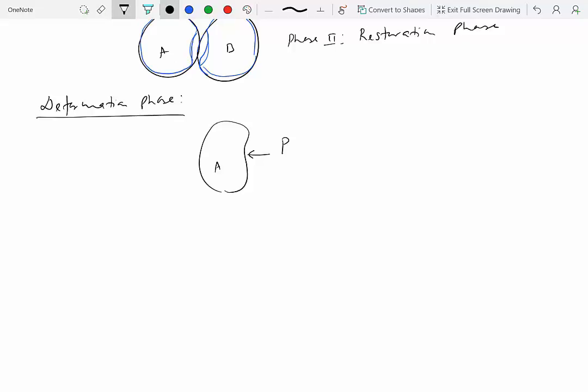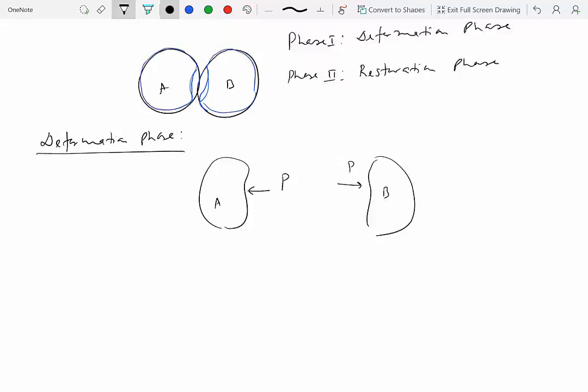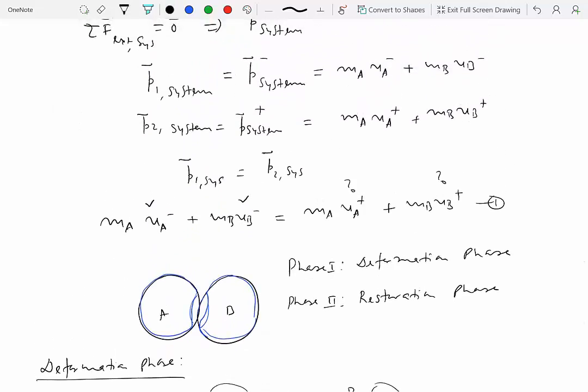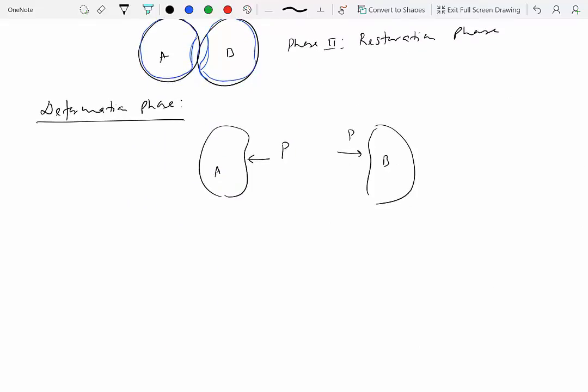Call it P. And if you look at the free body diagram of B, you have the same force P applied on B, okay? And we're not drawing normal reaction and gravity because those are non-impulsive forces. So in this particular module, whenever there's an impact, we're only looking at impulsive forces in the free body diagram, not the non-impulsive forces, because the non-impulsive forces do not give rise to this change in linear momentum that we see, okay?